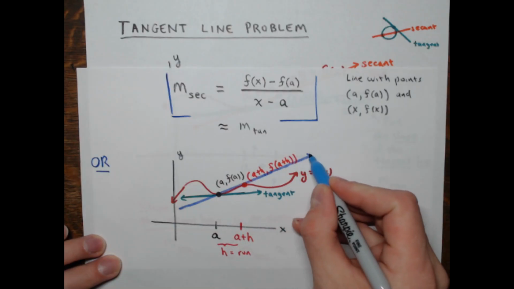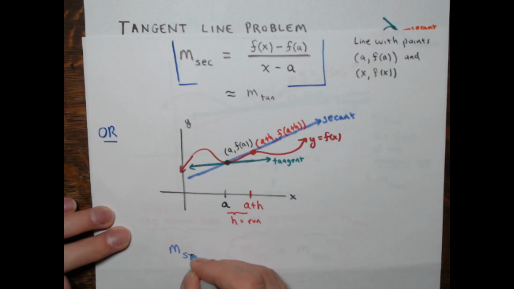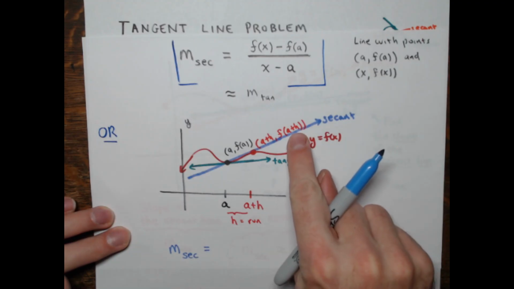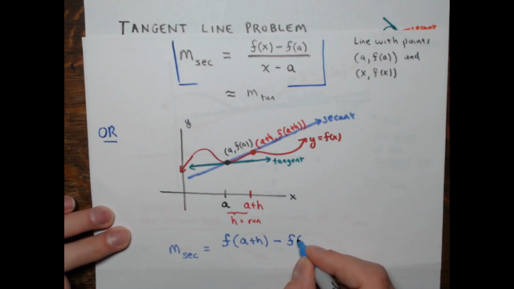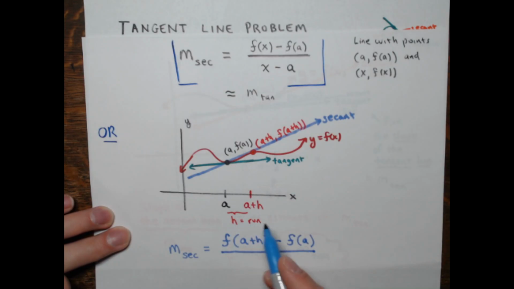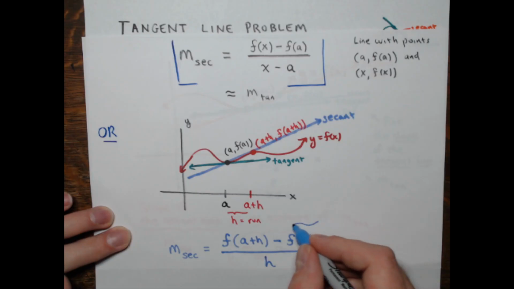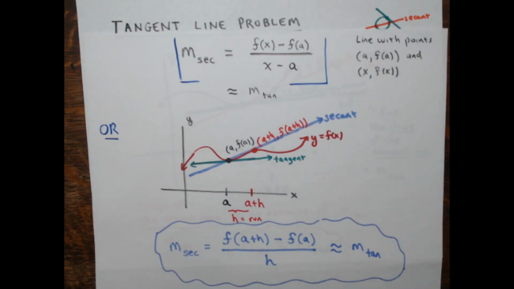So here's our secant, and in this case, the slope of the secant line is the change in y, right? So it's the value of f at this a plus h input minus the value of f at a, and then all divided by a plus h minus a, which would just be h. Again, h here is the run. It's going to be the denominator of the slope in this case. Once again, this should be approximately the same as the slope of the tangent line. Right, so here's another way they'll express the slope of a secant.